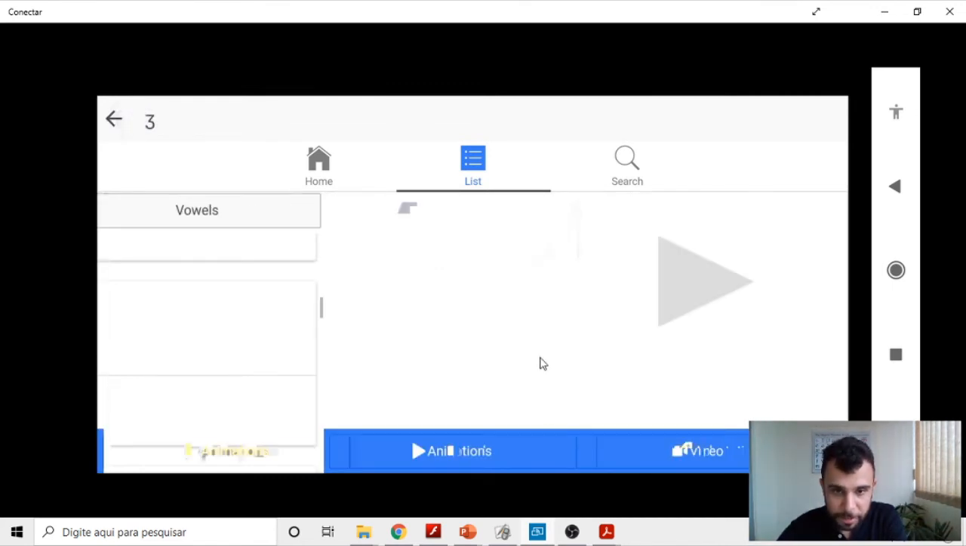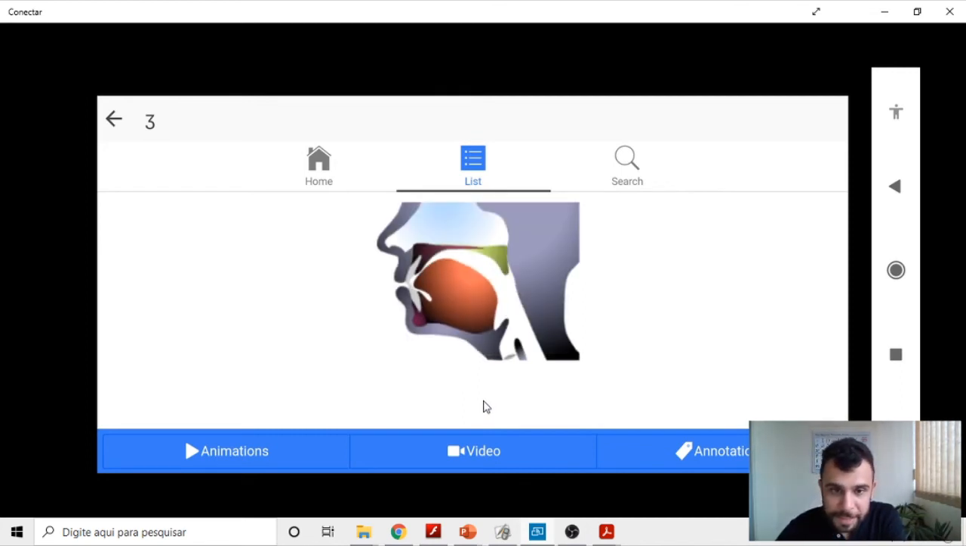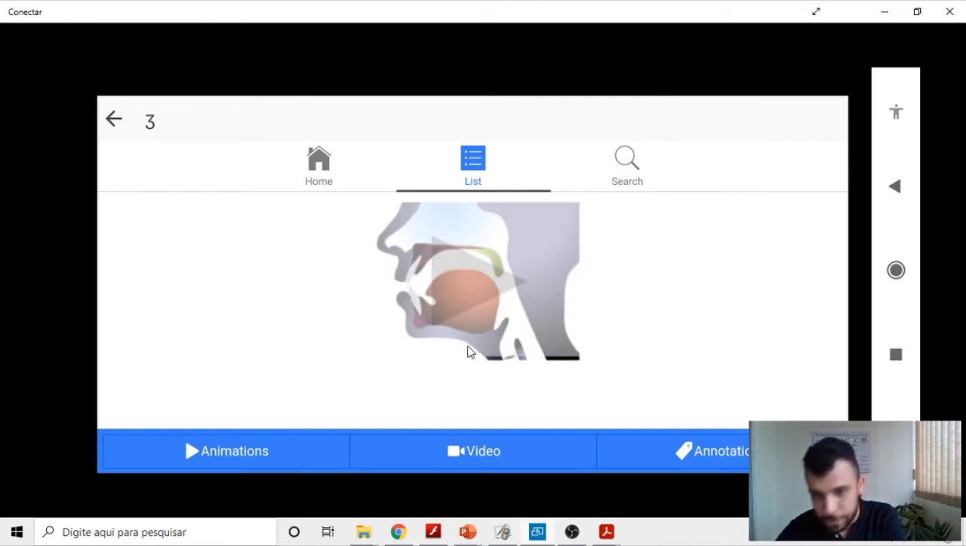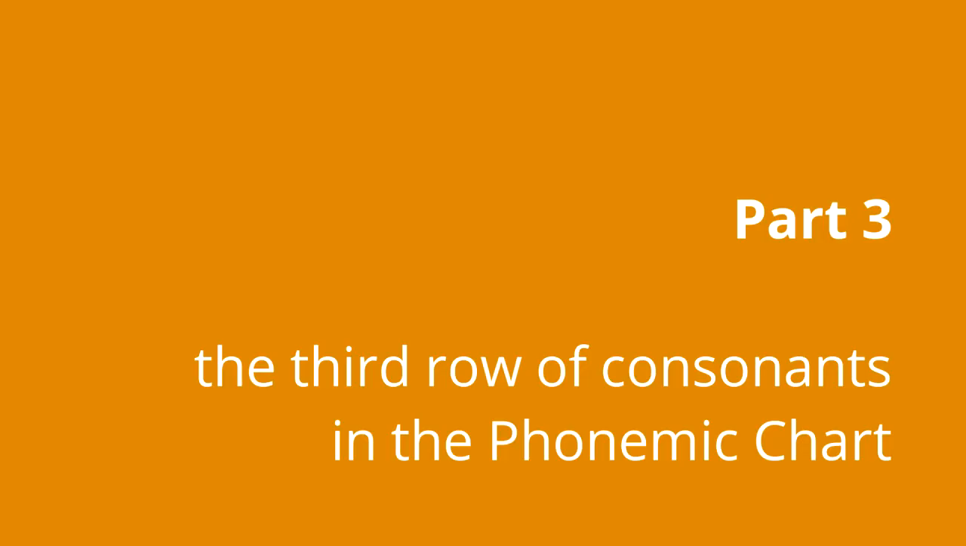J. In Portuguese, it would be something like jaca. J. Vibration. Sh and j are the same sound except for the vocal folds. This is what we have here: fa, va, the, the, sa, za, sh, j. And this is the second row of consonants.